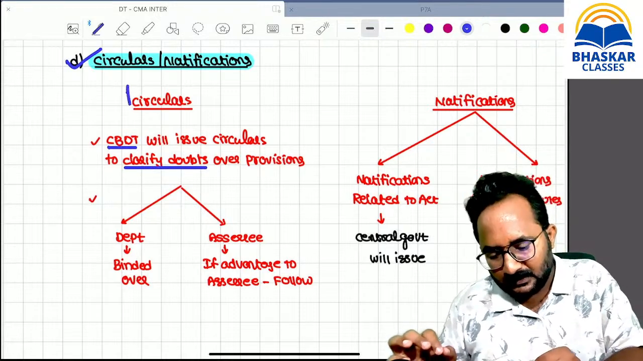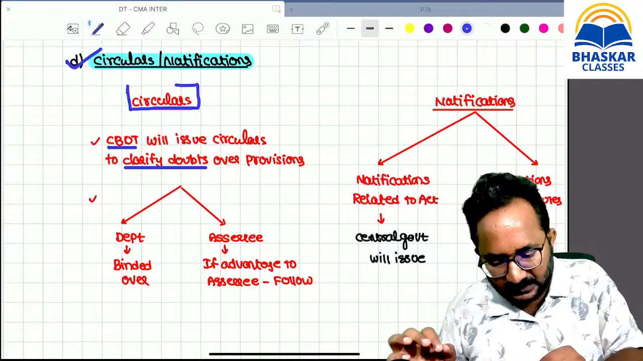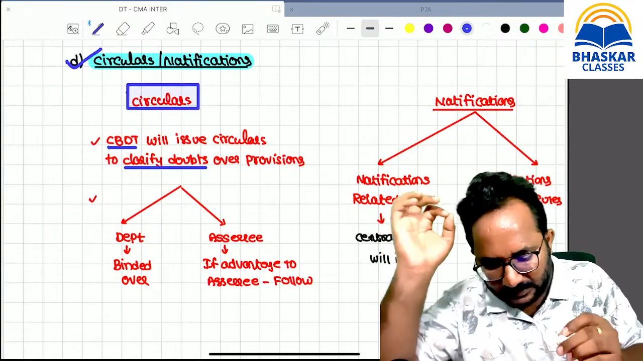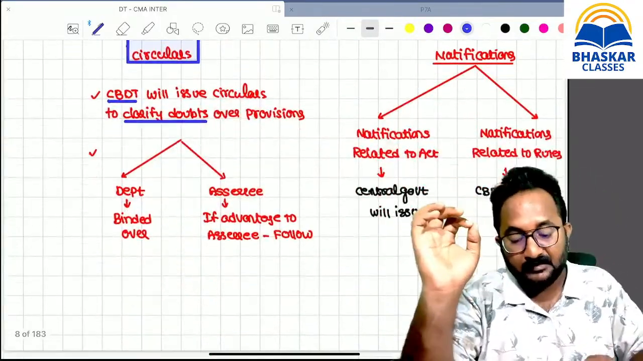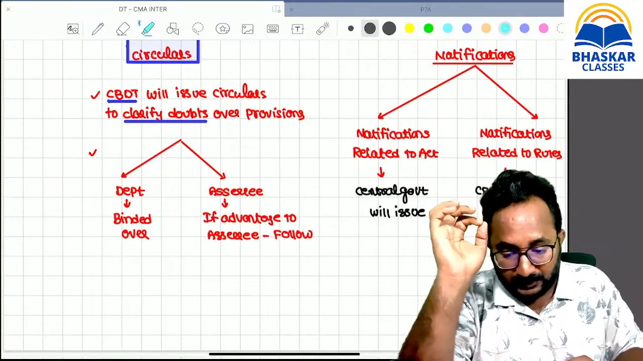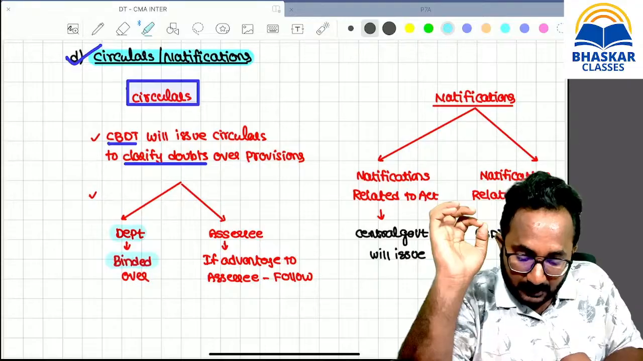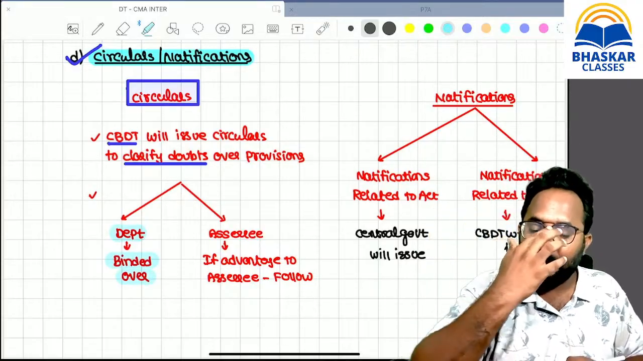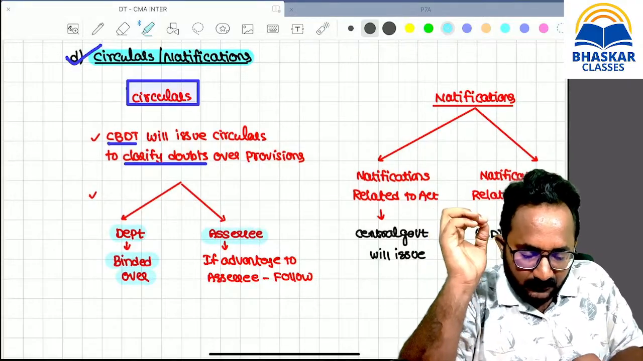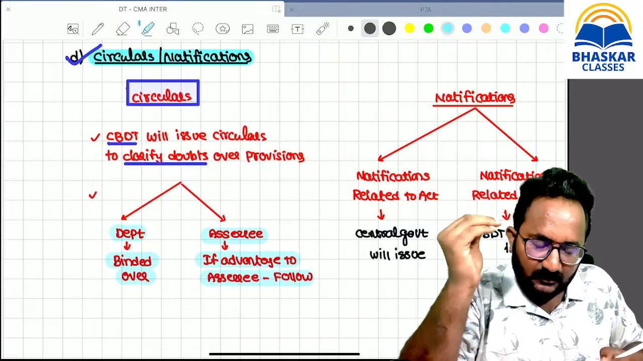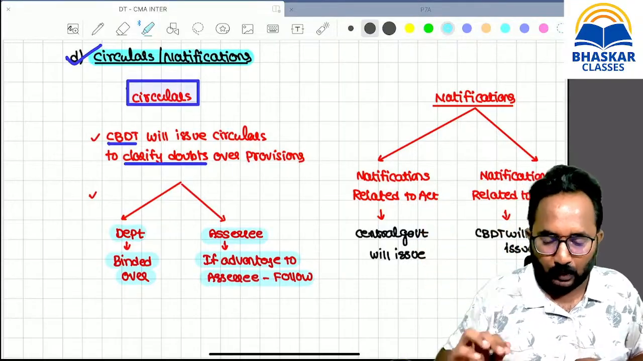Can you tell me, circulars can be released by CBDT, and rules can also be released by whom? CBDT only. One point: whatever circulars are released by the CBDT need to be binding on the department. The Assessee, if advantageous, can follow them, or otherwise the Assessee can ignore them.